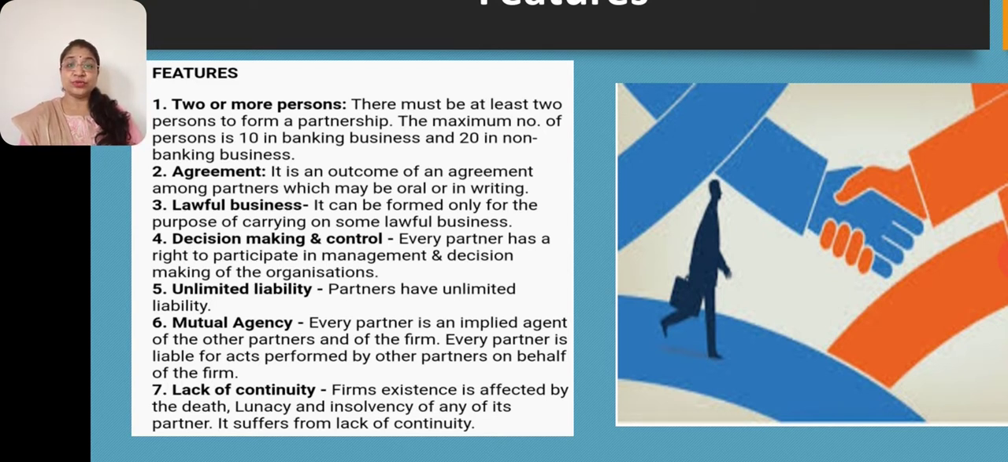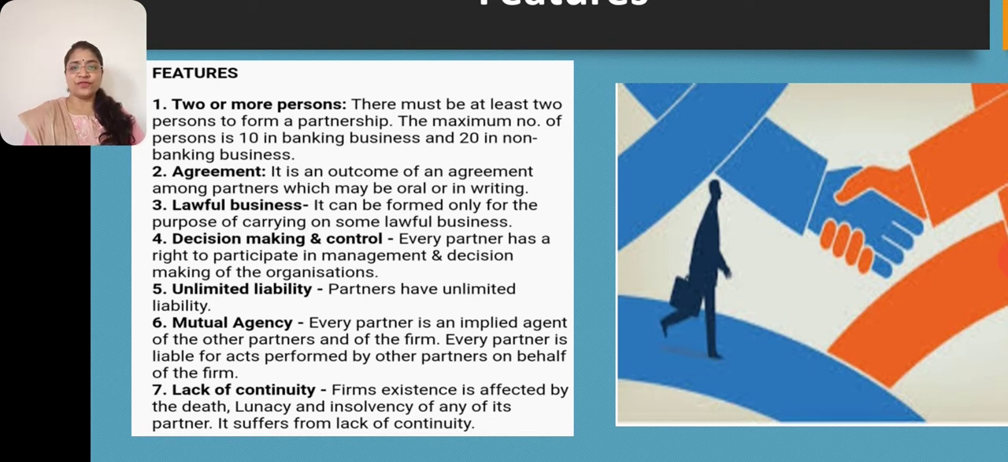Next comes mutual agency. In the definition itself I said any partner who is working for all, anyone. In the same way every partner has an agent role here, because whenever they go outside, they represent their partnership, they represent their partners over there. So every partner is liable to act or perform on behalf of the other partners. So that is called mutual agency. They act as an agent.